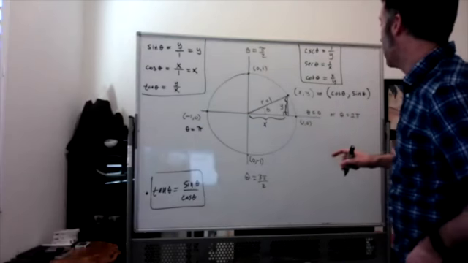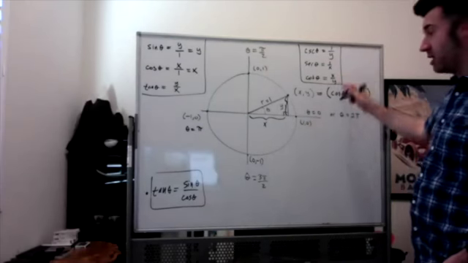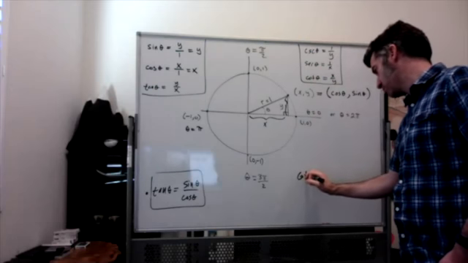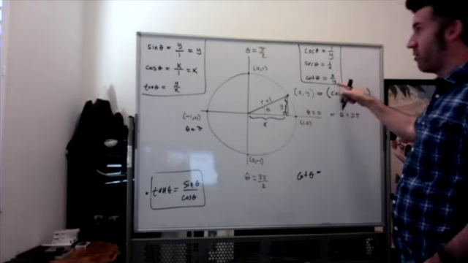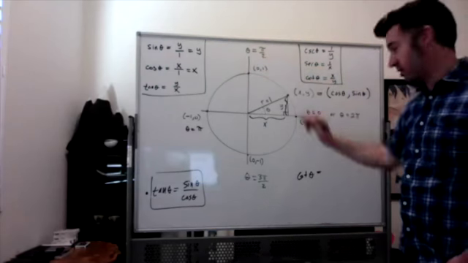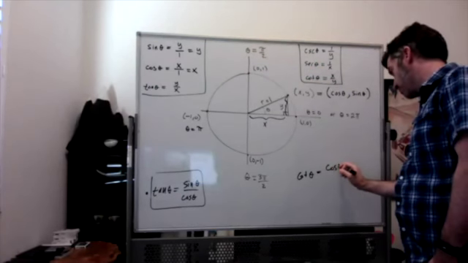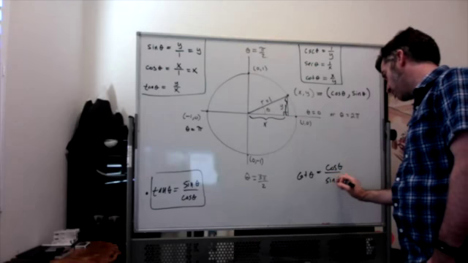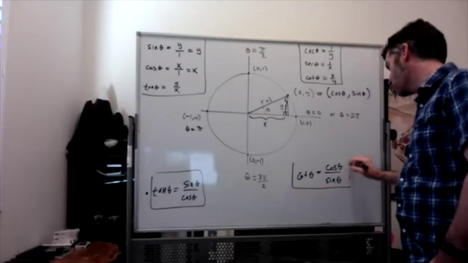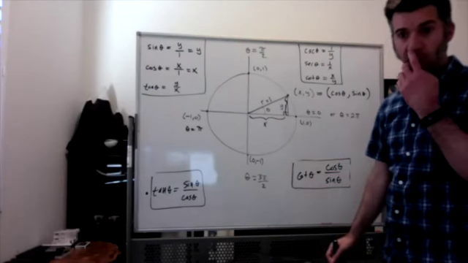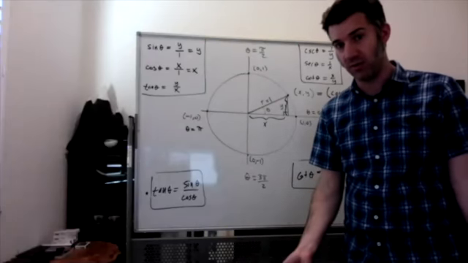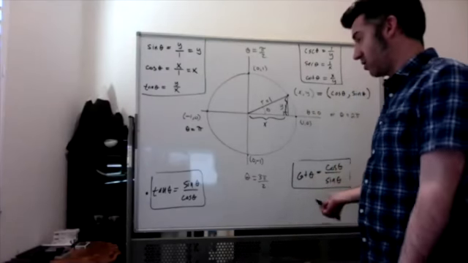Another identity is that cotangent of theta is equal to x over y, which is cosine of theta over sine of theta. These are very commonly used trigonometric identities. When we're trying to simplify a trig expression, which we'll be doing later in class today, this is often our go-to.